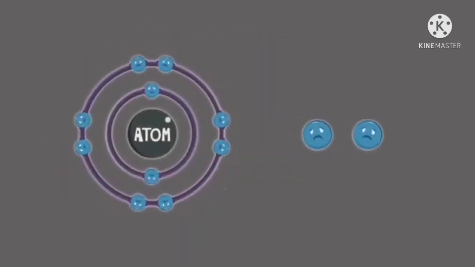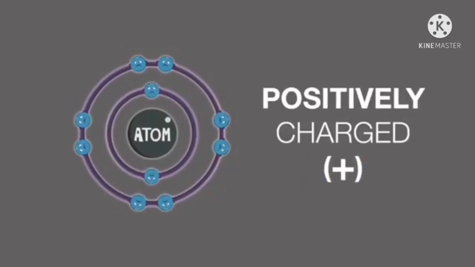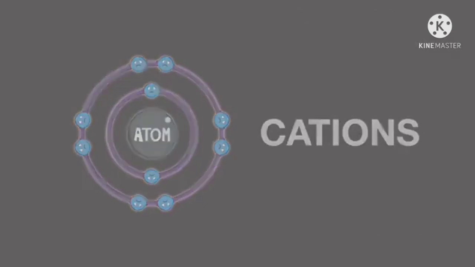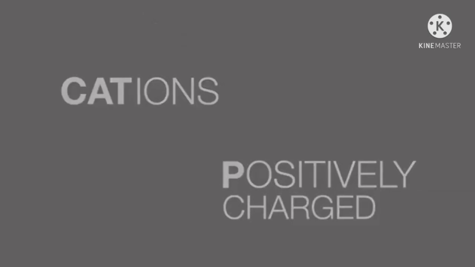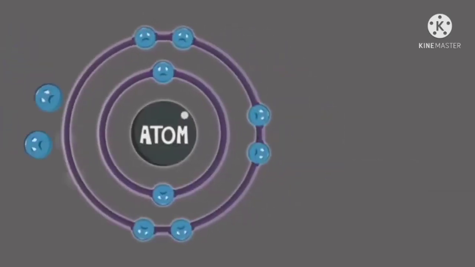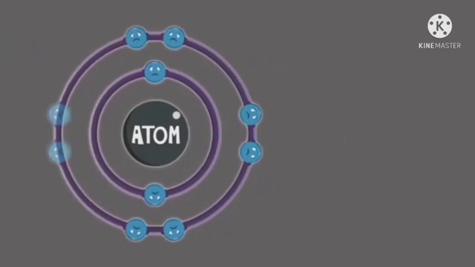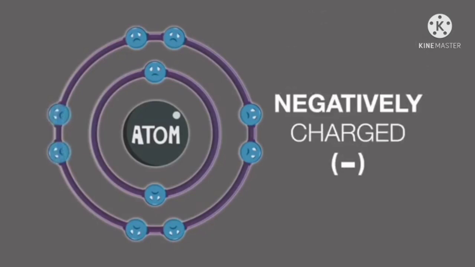Okay now, so ions. Whenever an atom loses electrons from its valence shell or outermost orbit, it becomes positively charged and the name given to it is cation. Cats are positive, you can remember it in this way. What about when an atom gains electrons in the outermost orbit? It acquires a negative charge, it becomes negatively charged, so it is given a name called anion.